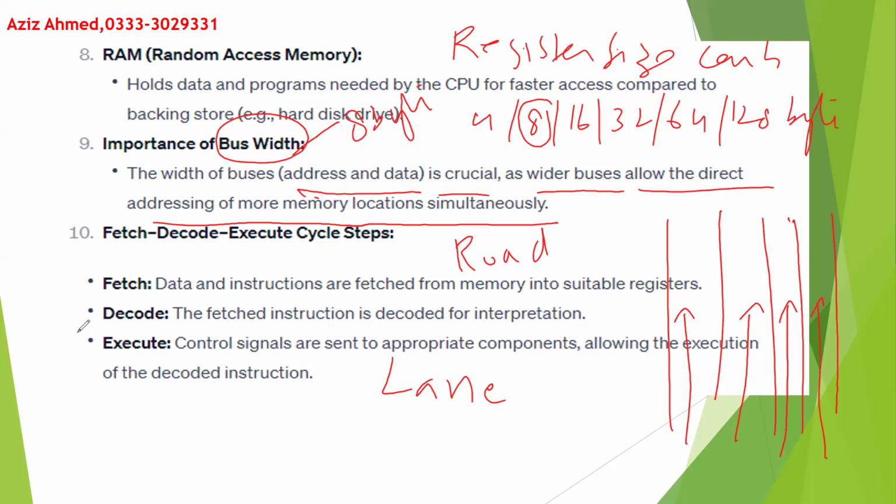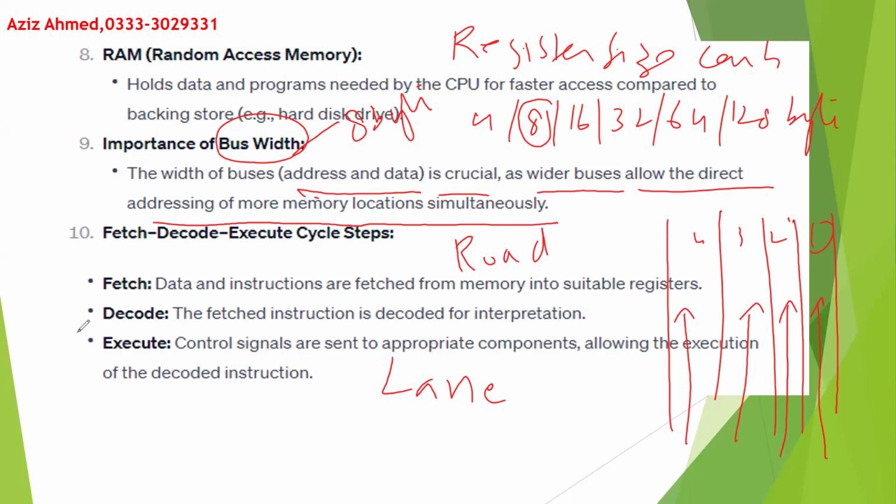lanes. A lane is basically a path on which your vehicle moves. The right side is faster as compared to the left side. If you travel on the right, it is faster than the second track. So lane means track: first track, second track, third track, fourth track.